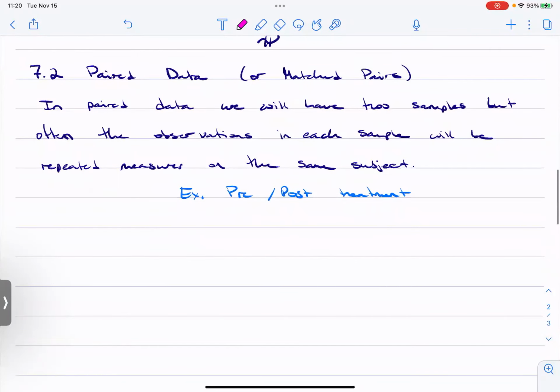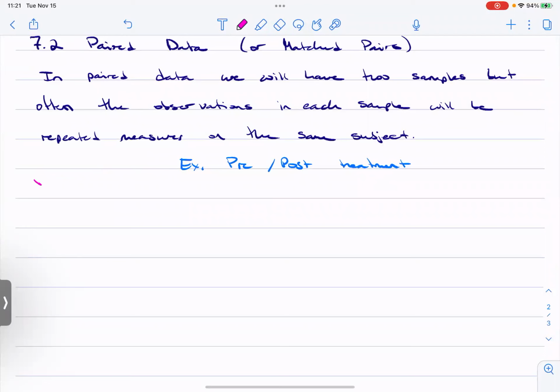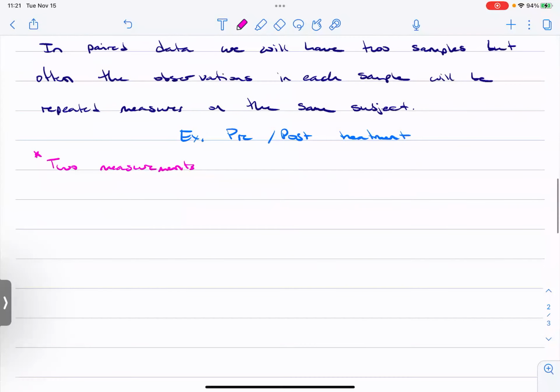I'm going to summarize this because it's quite wordy. It's whenever we have two measurements on the same subject. That's going to be paired data. Two measurements on the same subject is going to be paired data.